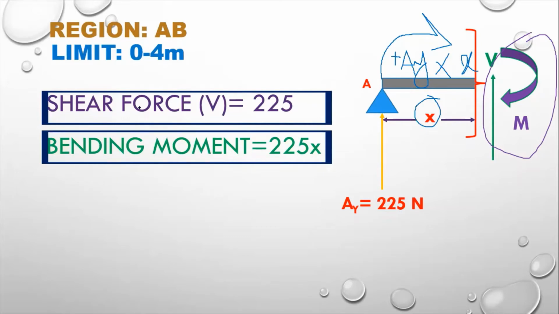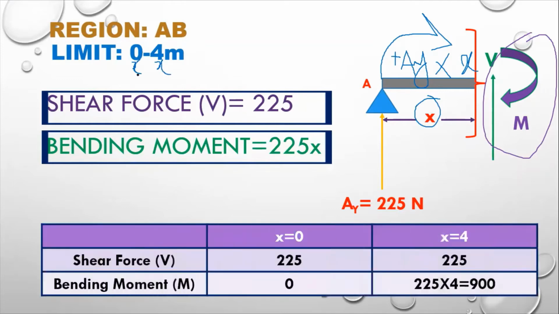Now we are going to find out the values at the initial or final range. X is equal to 0 here, and x is equal to 4 meter here. So let me do it on the table. So x is equal to 0, and there is x equals 4. So it will be 225. How is it 225? Because there is no value of x here.